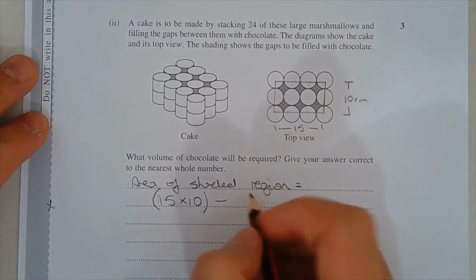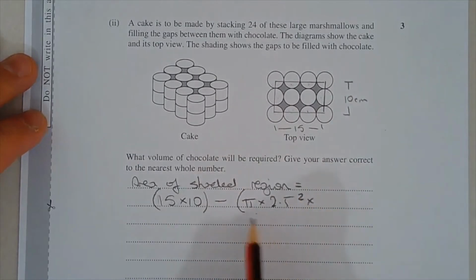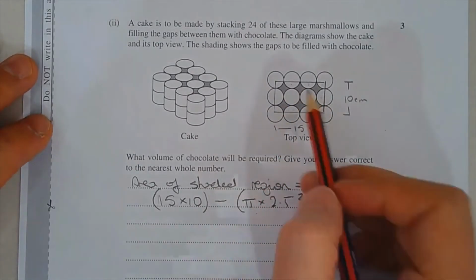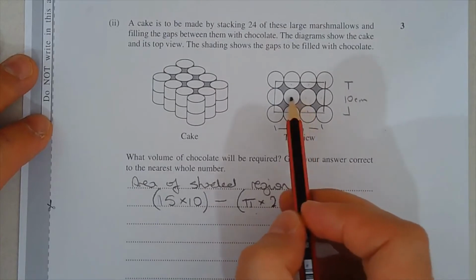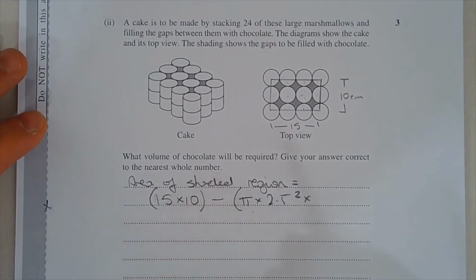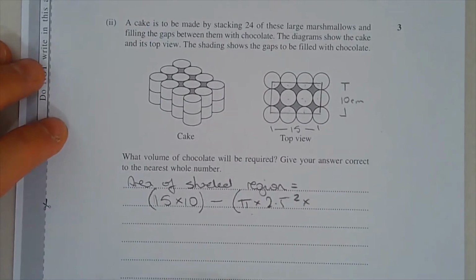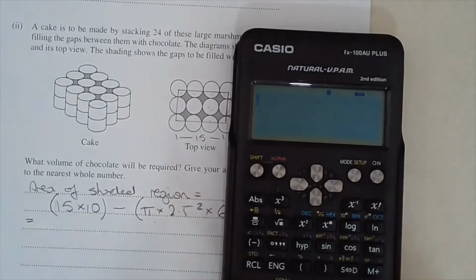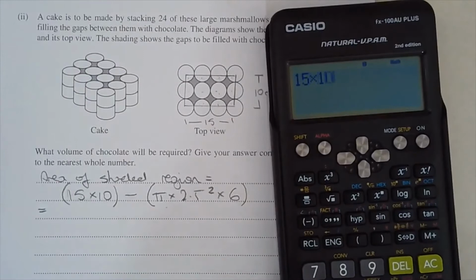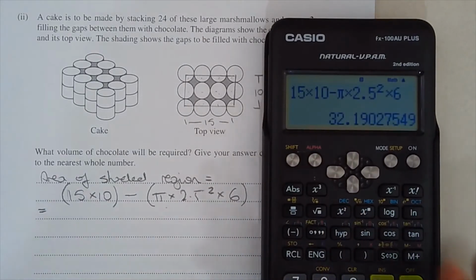So this is pi r squared multiplied by the number of equivalent full circles. So we have 6 semicircles, so that's going to be 3 circles, plus these 2 full circles, so that makes it 5 full circles, plus a quadrant, or 4 quadrants, 1, 2, 3, 4. So it's actually 6 full circles. So 15 multiplied by 10 minus pi multiplied by 2.5 squared multiplied by 6, and we get 32.19.